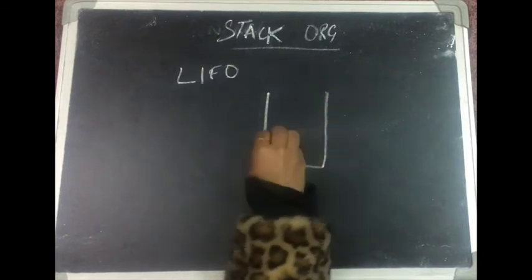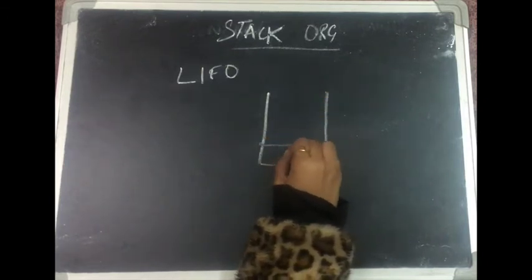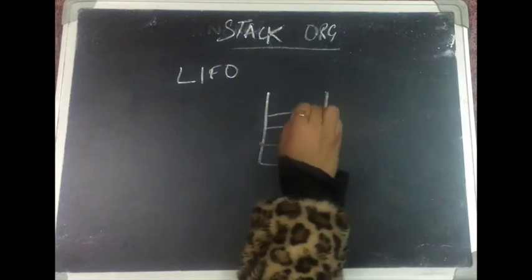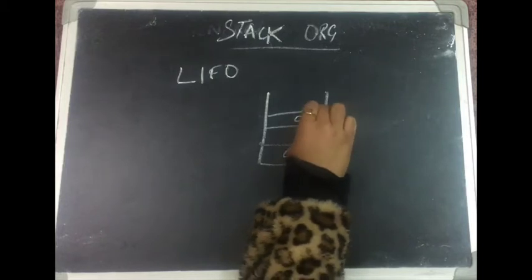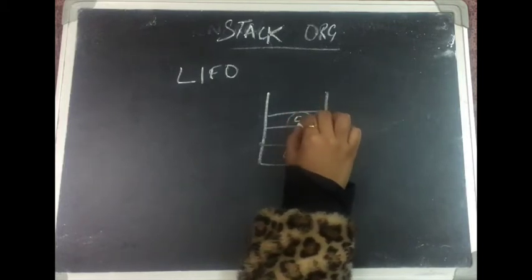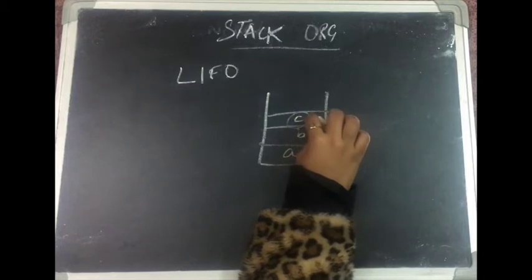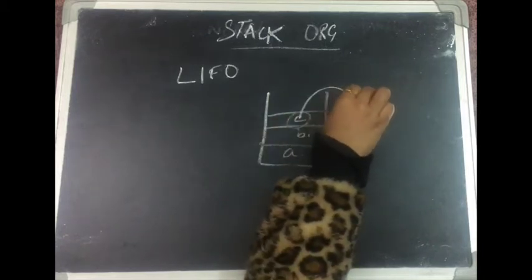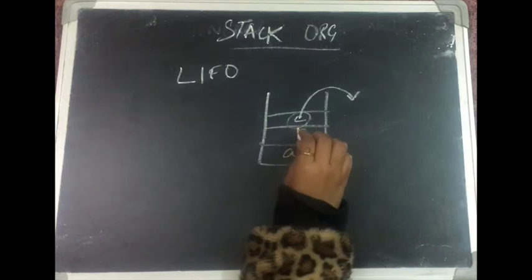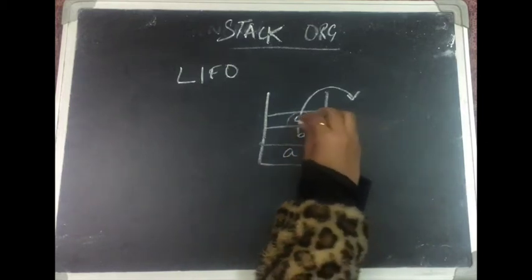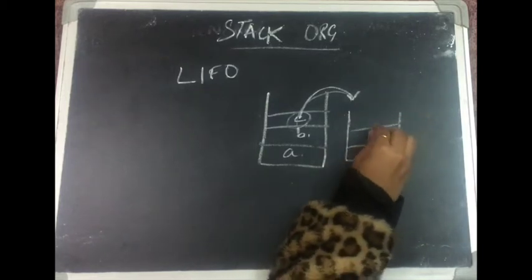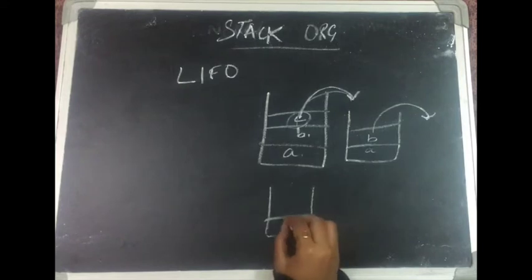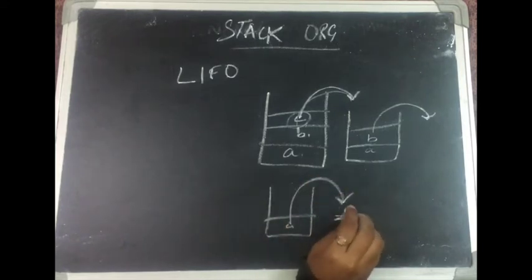See how it follows: suppose I have three variables, A, B and C. First I put A, then I put B, then I put C. The variable that was put in last, I will remove first, only then I will be able to access A, right? I cannot simply take out A from here. I have to first take out C, then the stack will be A comma B. Then I have to take out B, the stack will be A. Only then I'll be able to take out A from here. That is what a stack is.